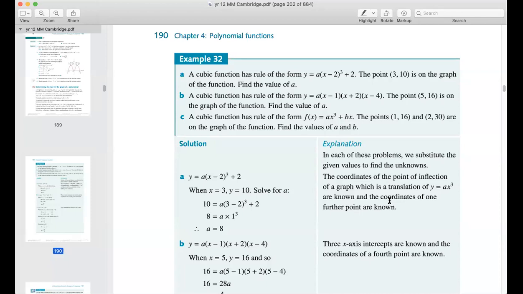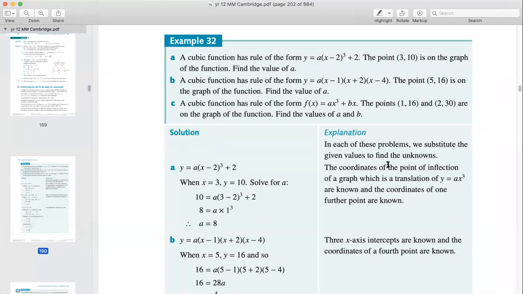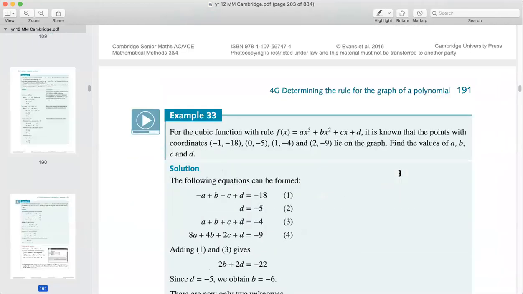So for this one, like example 32 over here, page 190, sometimes they just give you one unknown or two unknowns, right? Just plug the points in to get the A and B values. Okay, it's pretty straightforward, and we don't really need to talk much about this.